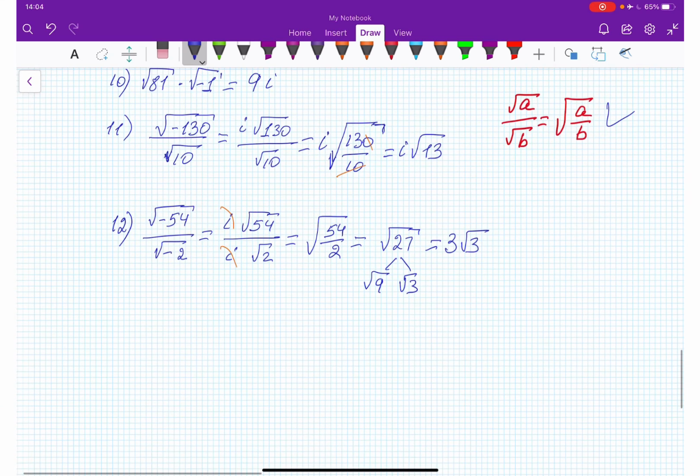Let's do addition and subtraction. Number 13. We have 6 minus 8i plus 6 plus 6i. All right, combining like terms. 6 with 6, negative 8i with 6i. And we are getting 12 minus 2i.